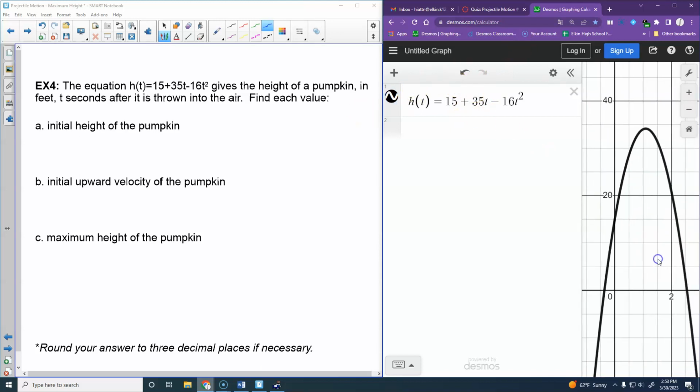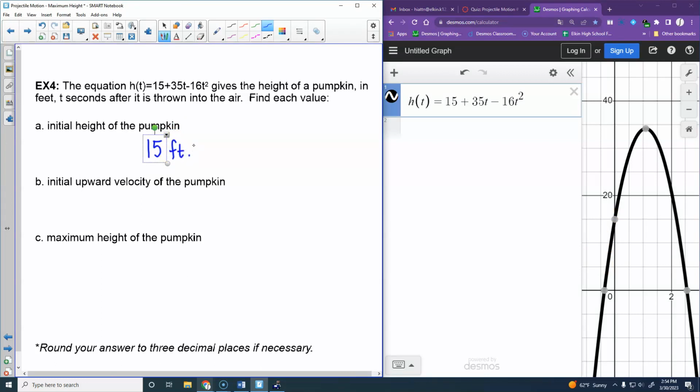All right, okay. Initial height of the pumpkin. What would it be? It's 15. How can we tell? There's no t with it. If we're just looking at the equation, that is our initial height. The other way you can tell is from the graph. Right here, it's your y-intercept, right? It's where you would start, which we also know is the y-intercept of that equation. So you could use the graph or the equation to find that it would be 15 feet.